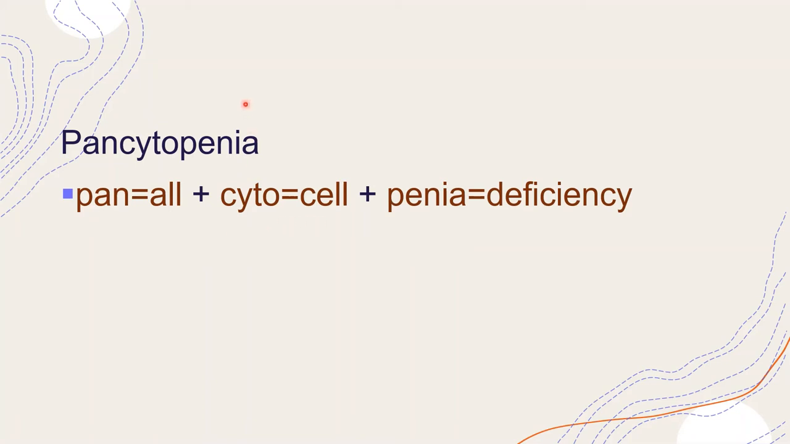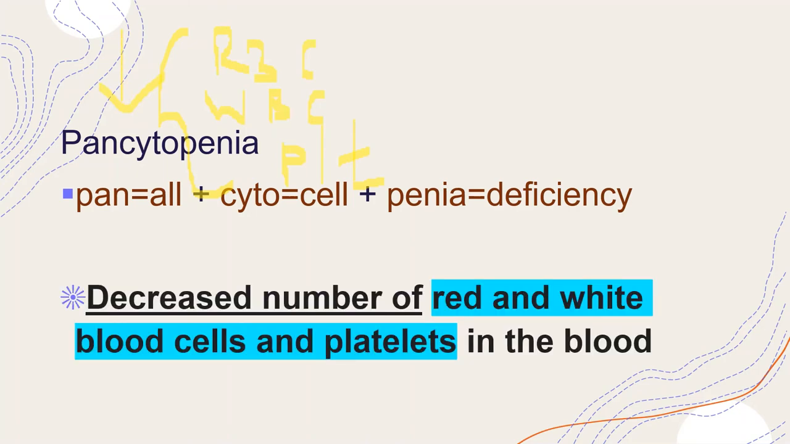So in blood, we have RBC, WBC, and platelets. These are the different types of cells in the blood. And in pancytopenia, all these three types of cells are deficient. So pancytopenia is the decreased number of red and white blood cells and platelets in the blood.